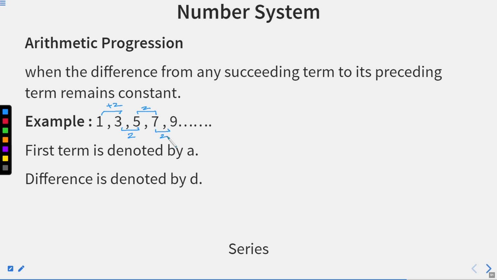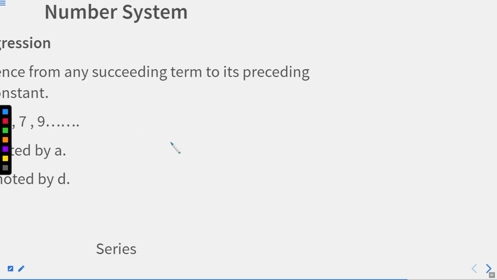So in a series, in a sequence, when the numbers appearing have a constant difference, in that case we say that the series or the sequence is in arithmetic progression. The first term is denoted by a and the difference is denoted by d. So here a will be 1 according to this example and the difference here is 2.